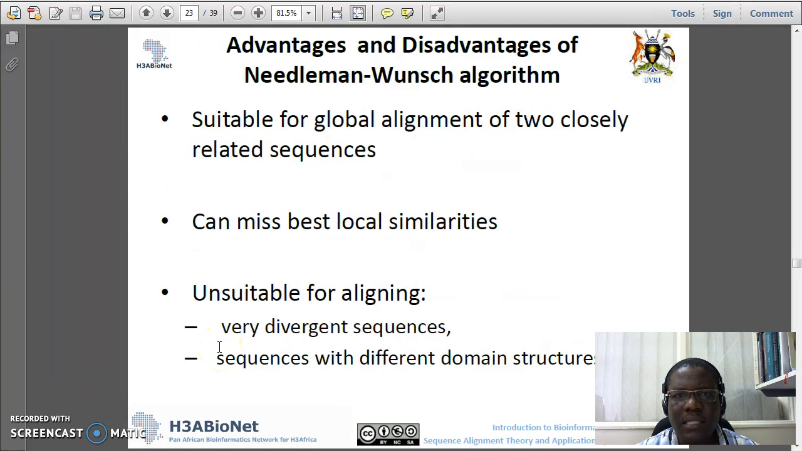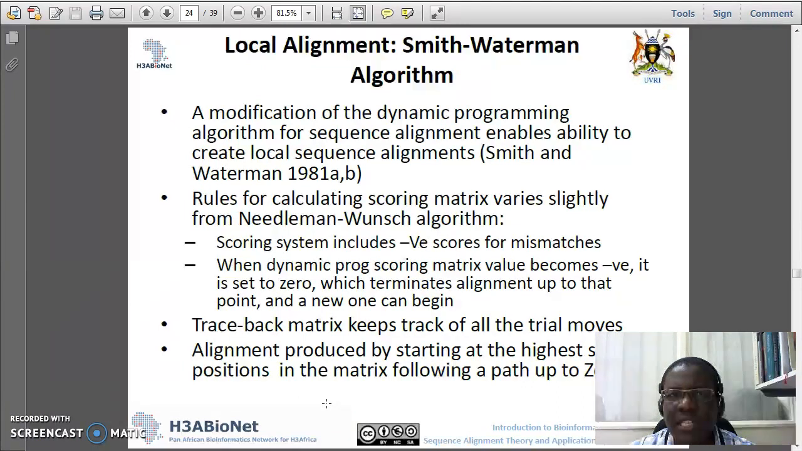So like everything else, this algorithm has advantages and disadvantages. It's really well suited to do global alignment, like I've said, but of two closely related sequences. The downside is that it can miss the best local similarity because it's not designed for local similarities. It's also unsuitable for aligning very divergent sequences. It will struggle in that respect. And sequences that have different domain structures interspersed with other regions that are not matching so well, the global alignment will struggle with those.